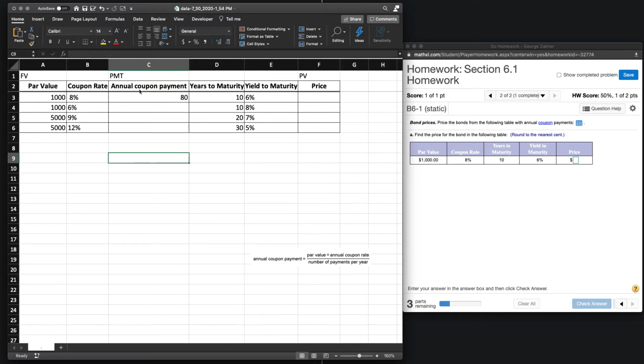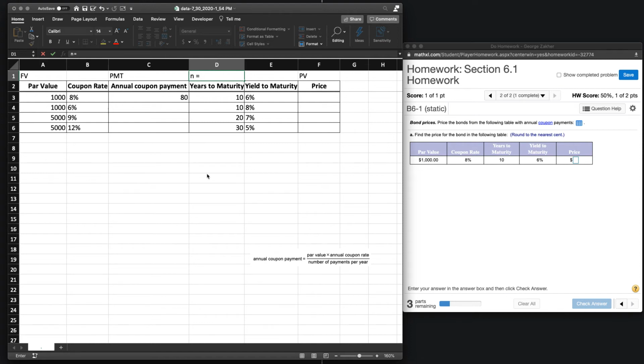Now let's discuss a little bit about the years to maturity. So in other words, if this bond is going to mature in 10 years, we'll be getting a payment of $80 per year up until 10 years. So in regards to our present value, this is going to be our N, and it's the number of periods. But we need to make sure that we're adjusting properly.